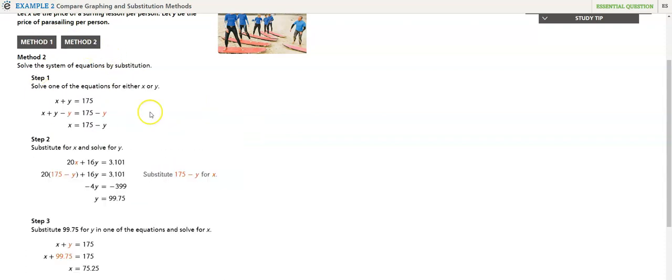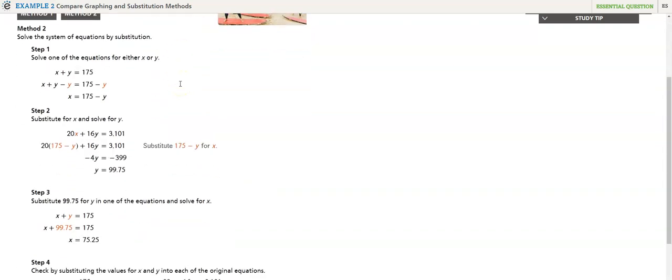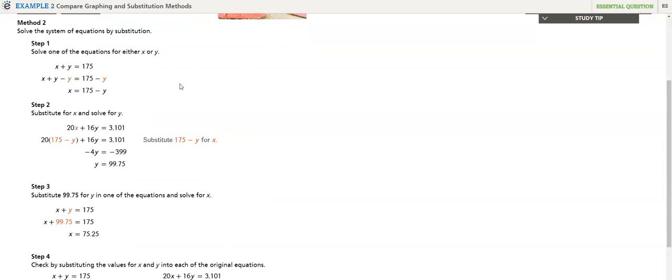In method 2, using substitution, we have way more math to do, but the benefit is I am going to get an exact answer even without a graphing calculator. So step 1, again, these are really good steps to write down. The step 1, whenever using substitution, is always solve one of the equations for either x or y if the equation isn't already solved. So here I had x plus y. I'm going to take this one because it's really easy for me to just subtract one of the variables, and now I have an equation that's solved.